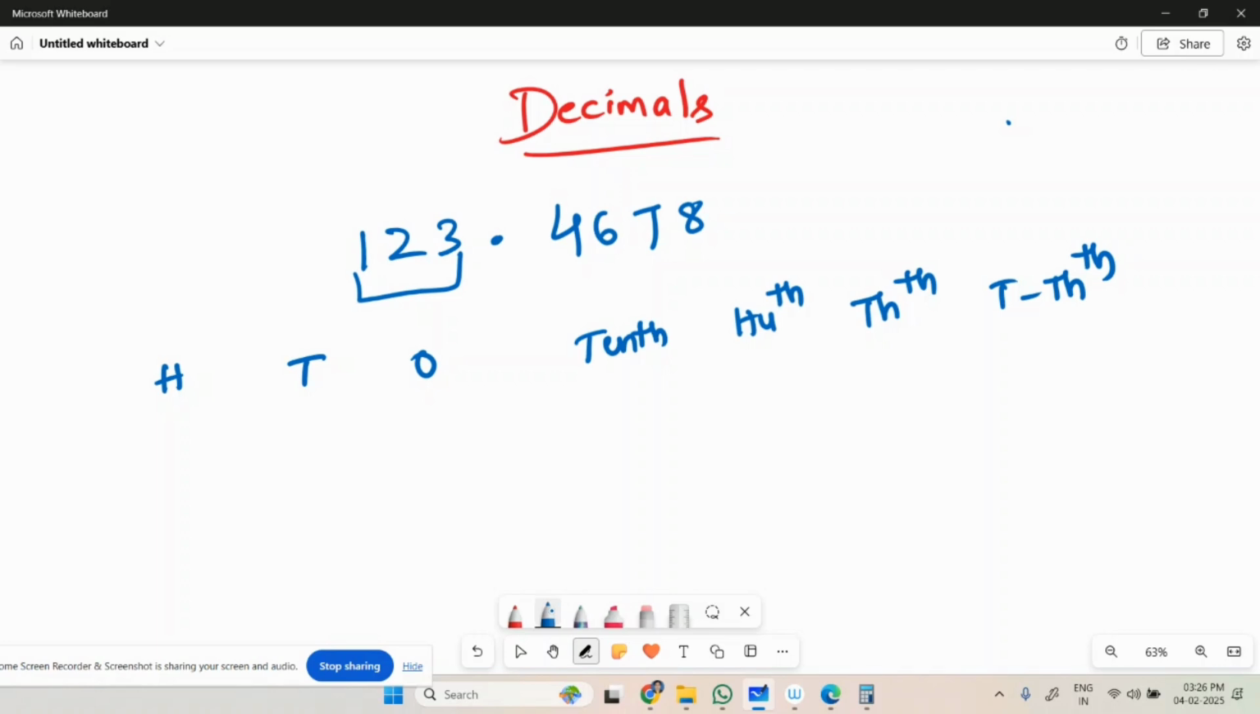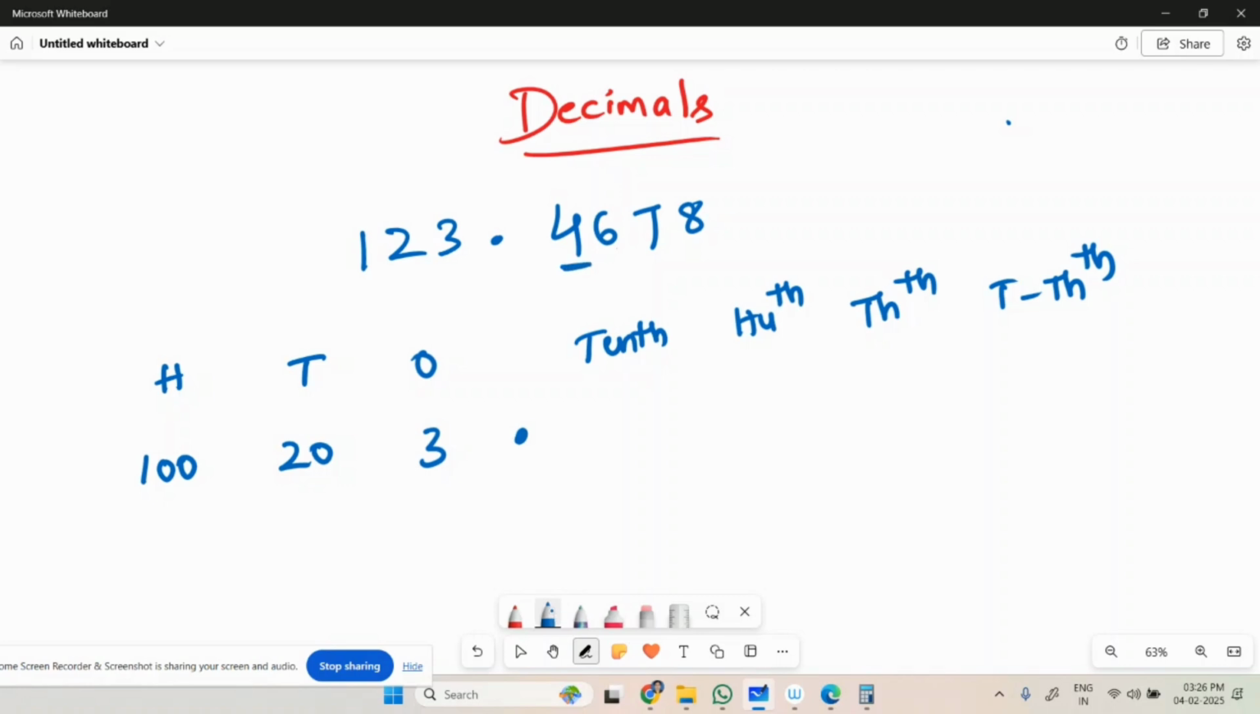4 is in the tenth place, 6 is in the hundredth place. Now, when it comes to the place values, 3 is in the ones place. 3 times 1 is 3. 2 is in the tens place. So, 2 times 10 is 20. 1 is in the hundreds place. 1 times 100 is 100. And we have a decimal point.